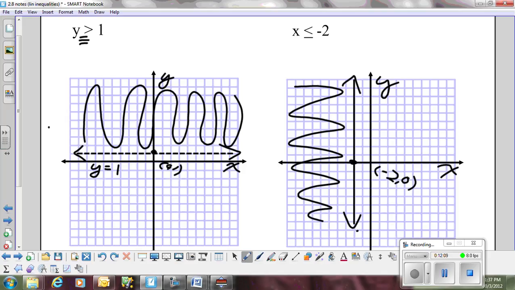Okay, same kind of deal with my x. What kind of line does x equals -2 give me? Vertical. X equals is vertical, y equals is horizontal. So it's going to go through the point (-2, 0).